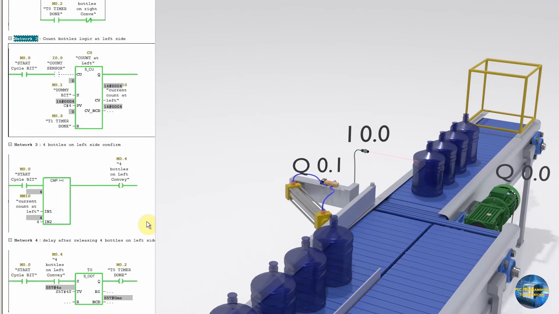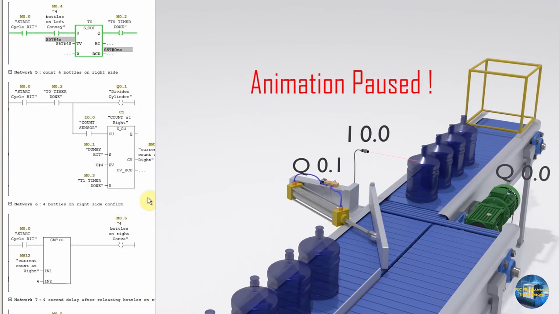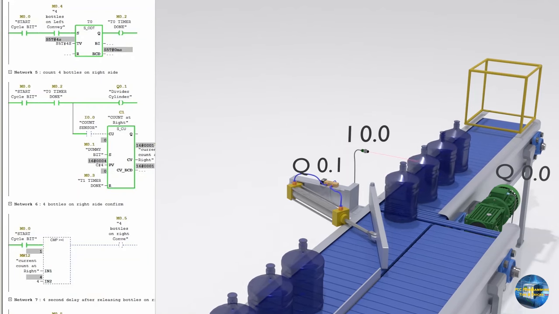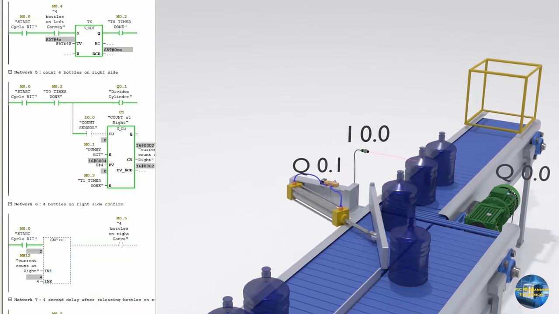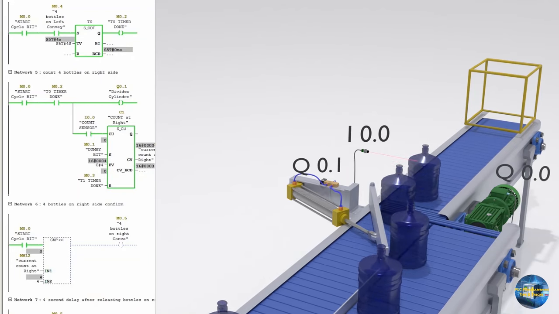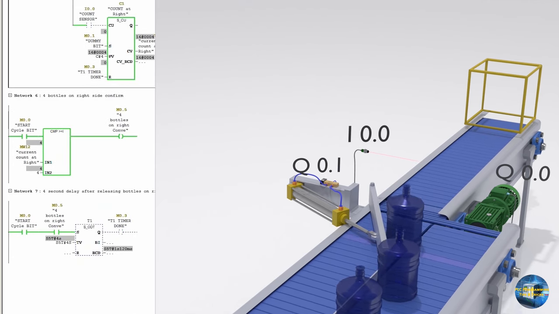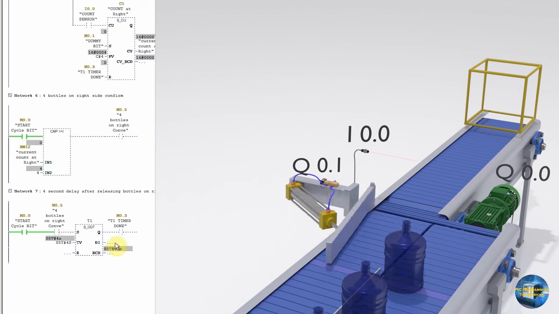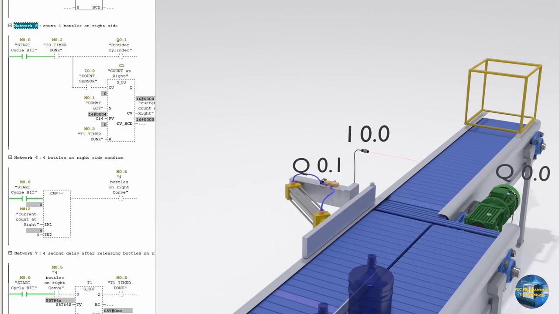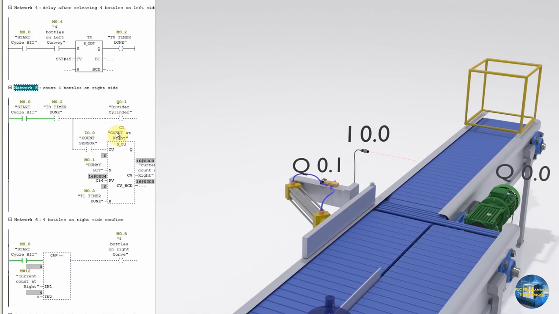Diverter Q0.1 moves towards the right side and bottles move towards the right side and are counted by the right side counter C1. Once 4 bottles are released onto the right side, the diverter comes back towards the left side after a 4-second delay. So this is how to divide the bottles onto the conveyor.